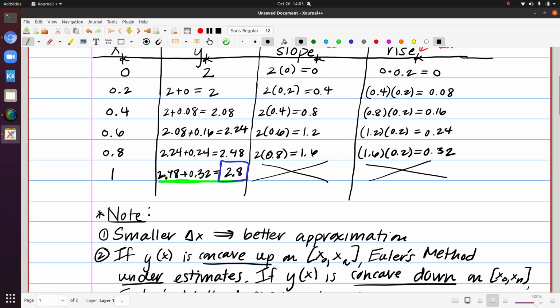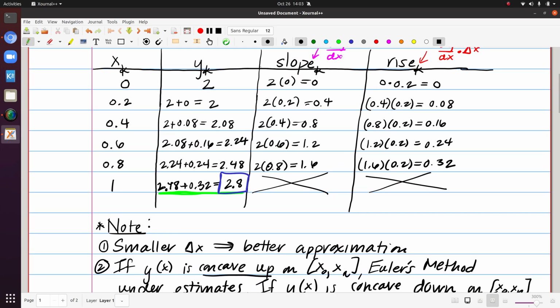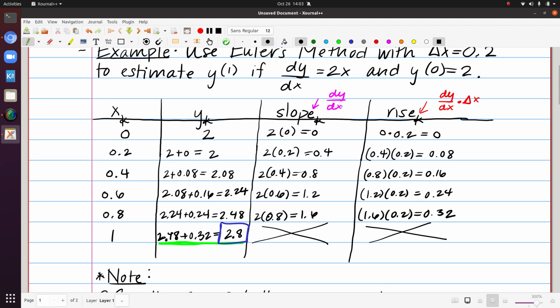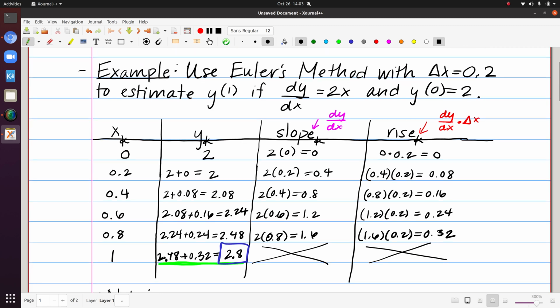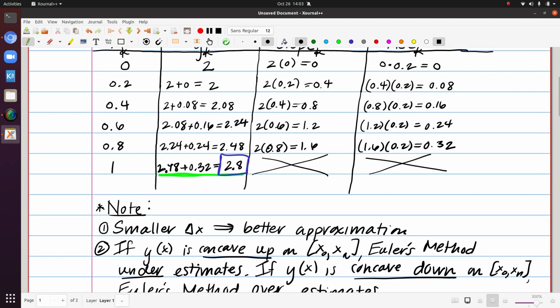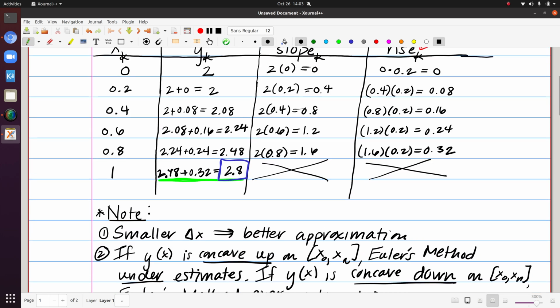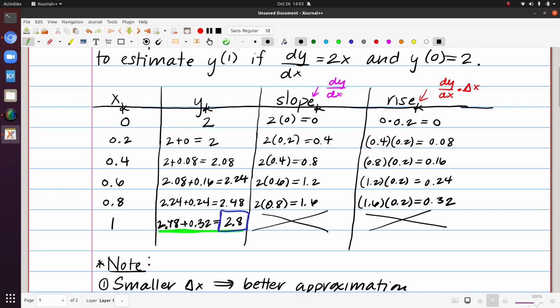And so we can see here from the first note, the idea that if I had gone from my delta x being 0.2 to say 0.1, we would expect that we would get a better approximation of the true value of this solution function at 1.